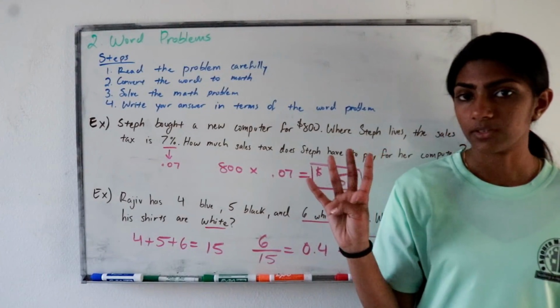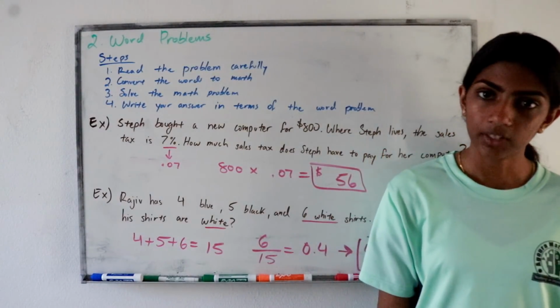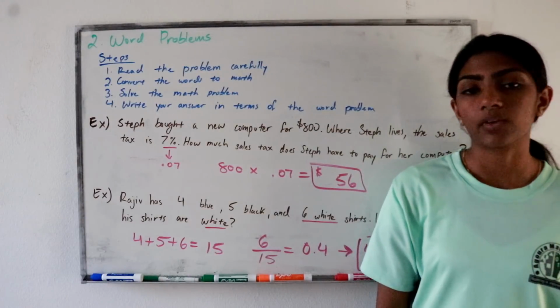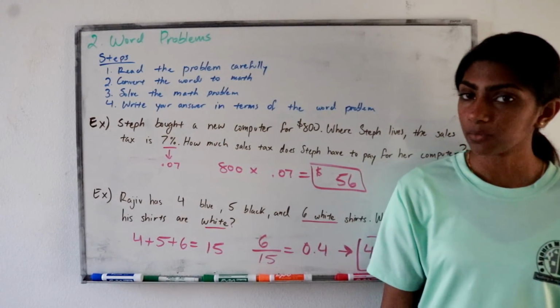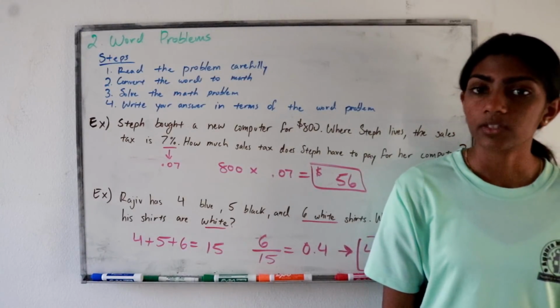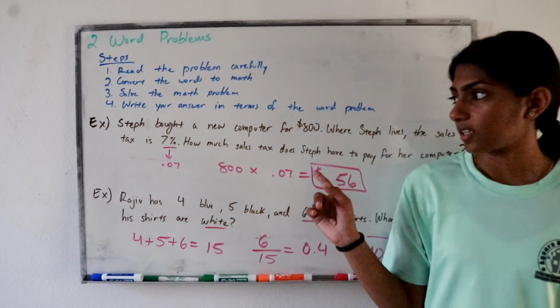So now let's look at how to solve word problems. There are 4 steps to doing this. First is to read the problem carefully. It's really important. Then you want to convert the words to math. Next, you want to solve the math problem that you created from the words. And finally, you want to write your answer in terms of the problem.